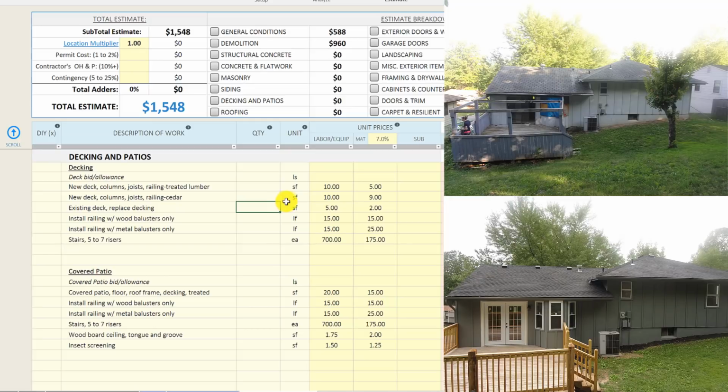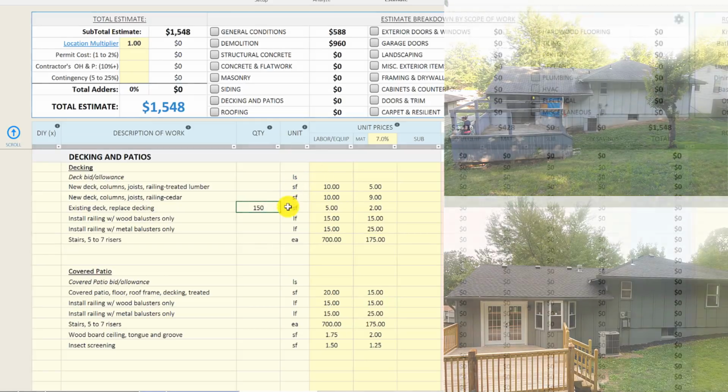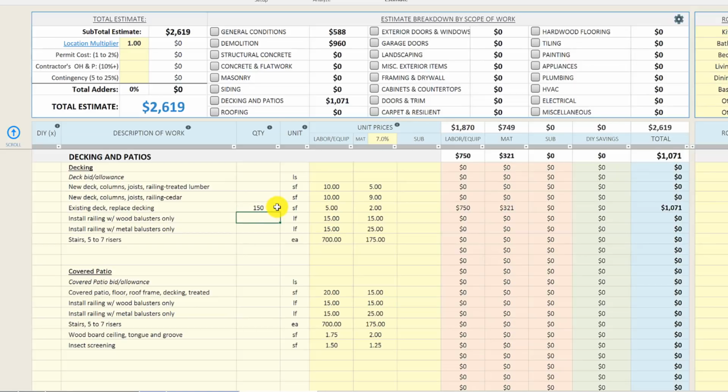So this deck was about 10 feet by maybe 15 feet, so that's 150 square feet. 150 square feet times $7, so we've got $5 in labor and $2 there in materials, so that's about $1,000 for a budget for that deck. So I think looking back at it, it ended up being around $1,100 to $1,200 to get that done from our contractor, so we're pretty close on that budget for the decking.